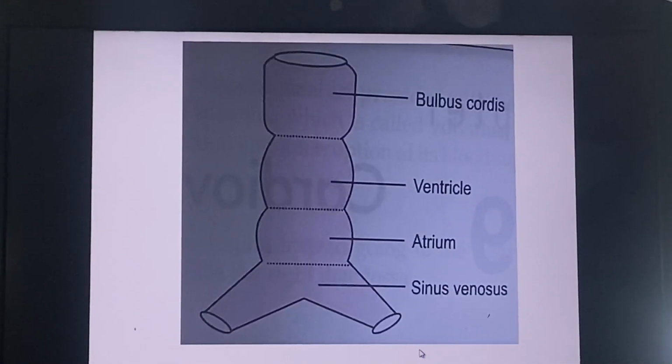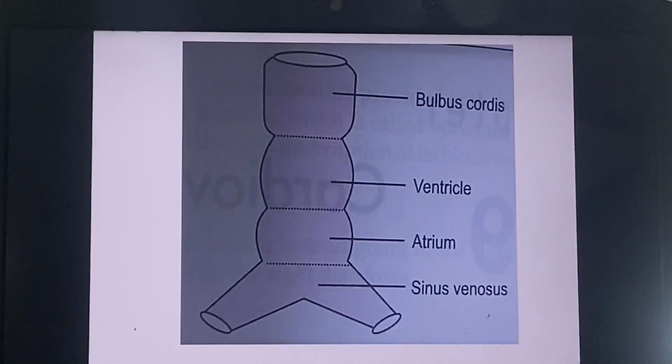So this is whole. Now these are the four structures. Basically, if we have a look at the heart tube which is fused, the fusion begins from cranial to caudal side. So what are the different structures arising from it? From cranial to caudal side, this is bulbus cordis, then comes the ventricle, then the atrium, and then the sinus venosus portion.